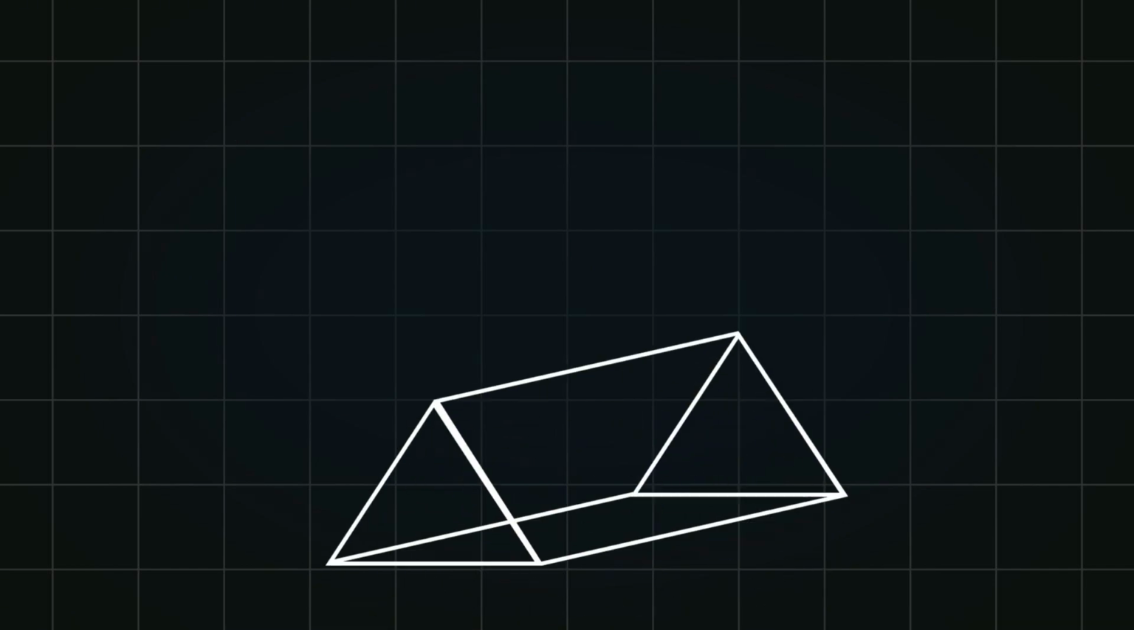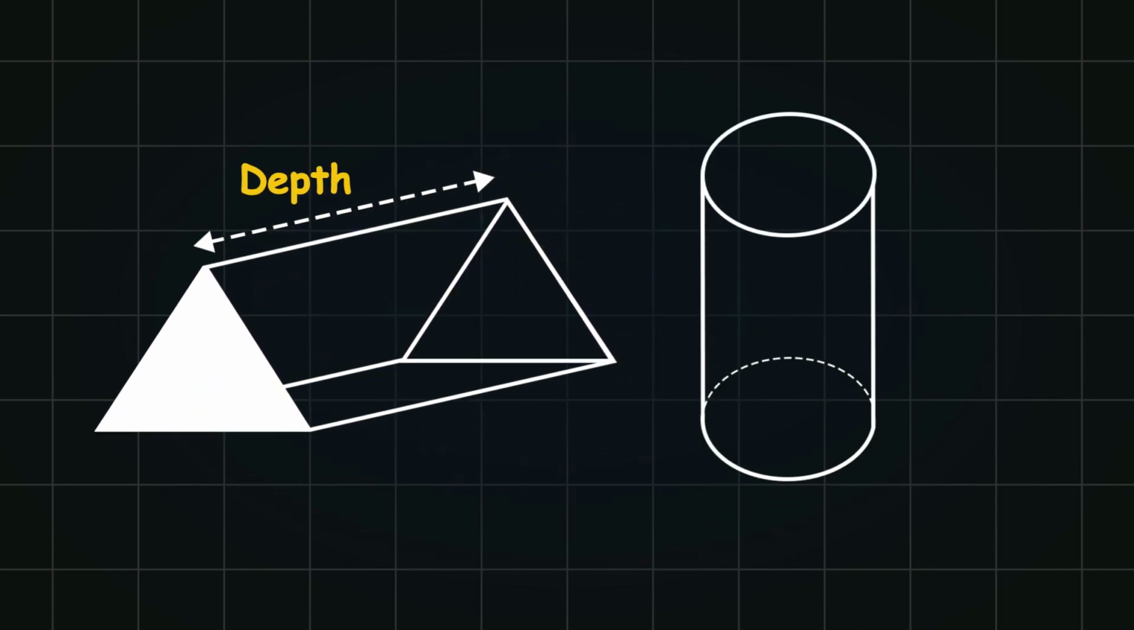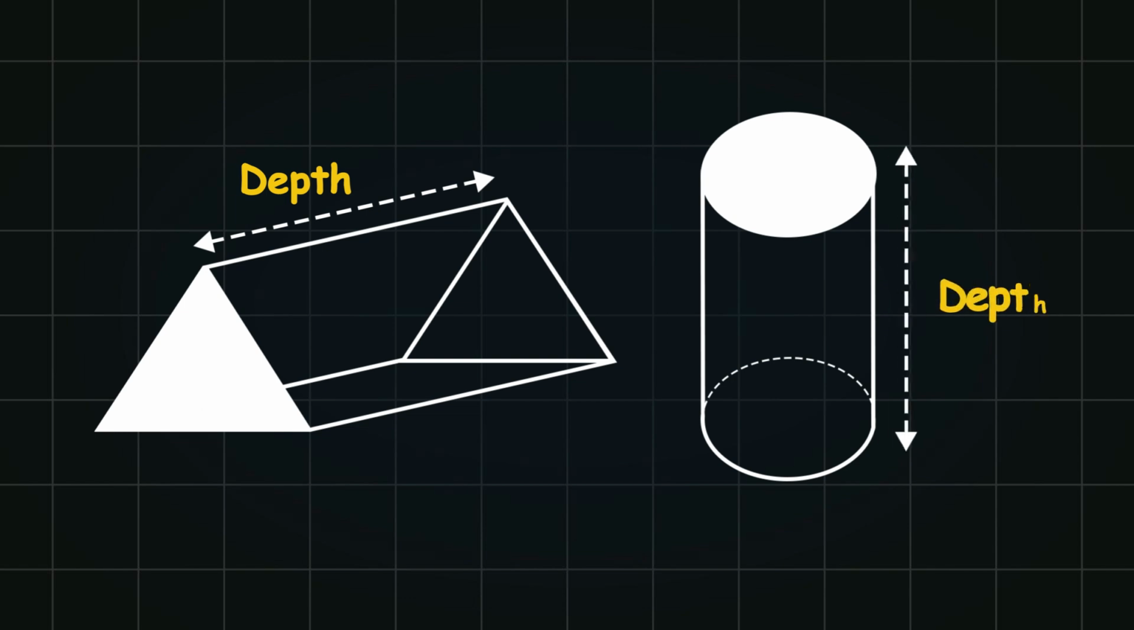And same thing for the triangular prism, which is actually the triangle times the depth. The triangle's area times its depth. Or even with the cylinder, it's actually the area of the circle times its depth. How long it is, its depth.